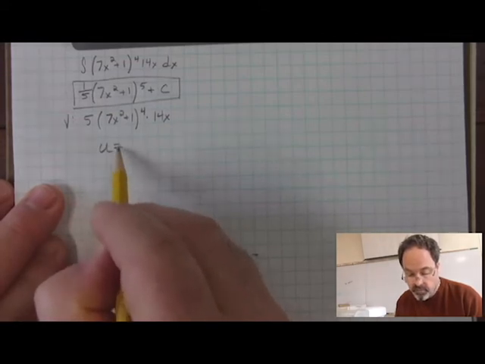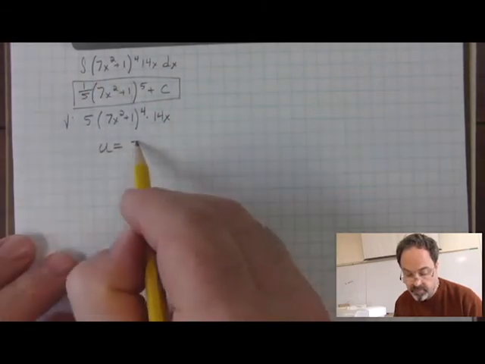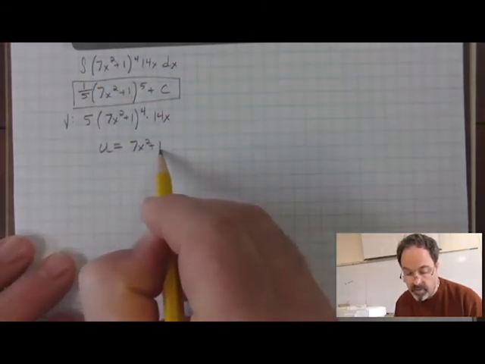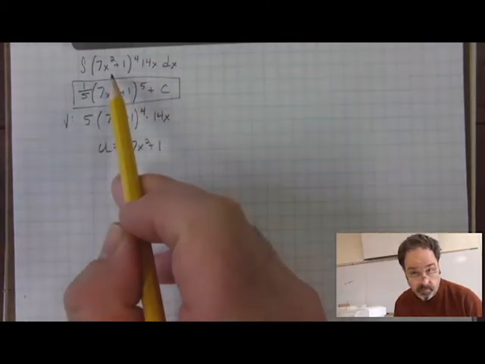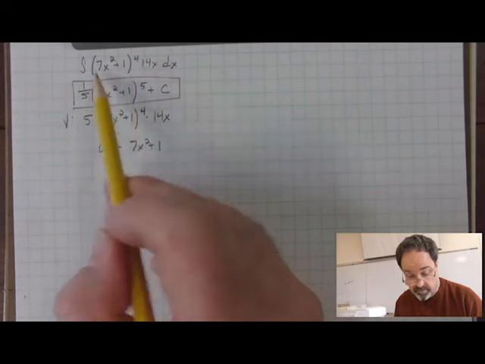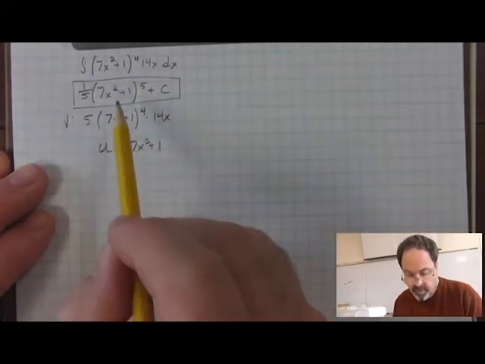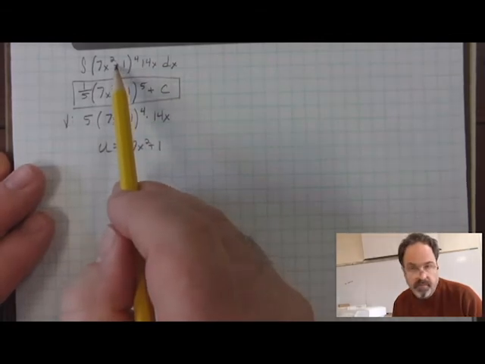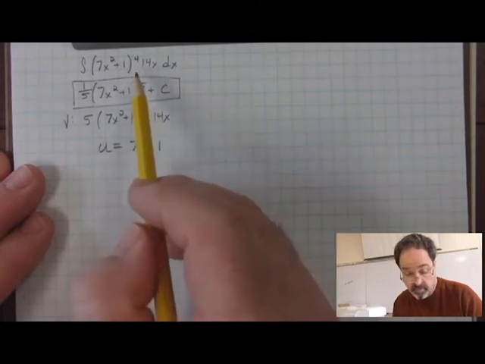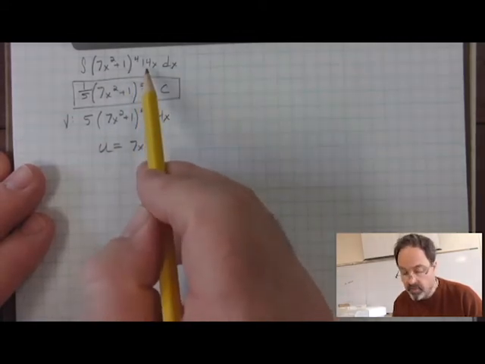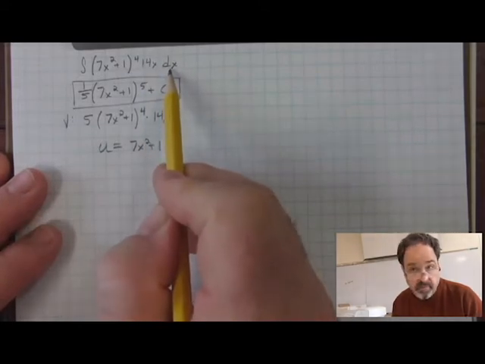We use U to represent an expression. In this case, it will be the expression 7x squared plus 1. If I replace this expression with U, it will certainly simplify what I need to integrate. But I'm not ready to do that, because if I reconstruct the integral by substituting U in for just this, I'm still going to have a power of 4, and I'm still going to have a 14x, and it will still be with respect to x.